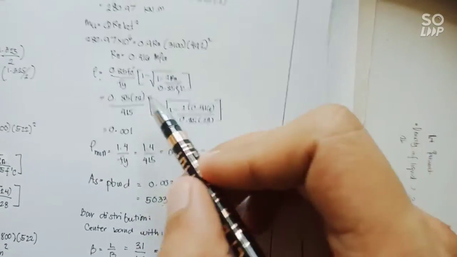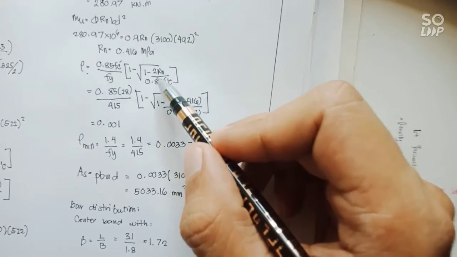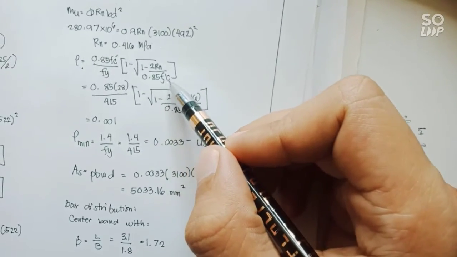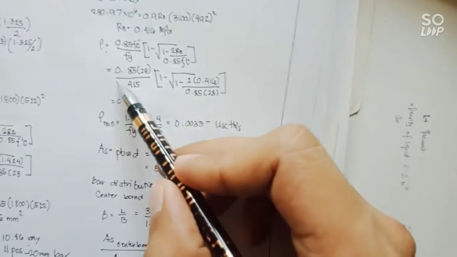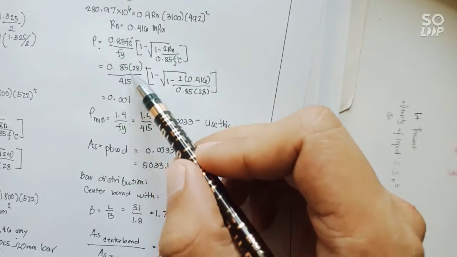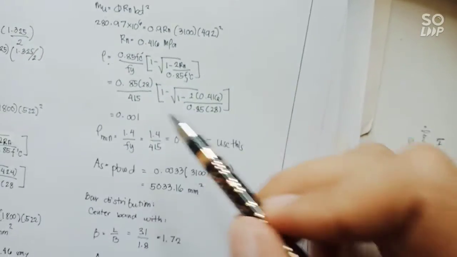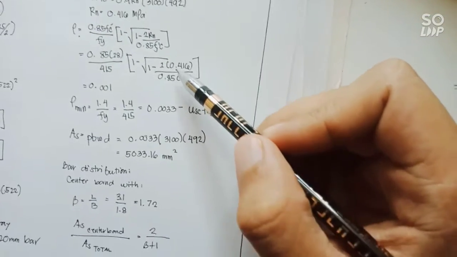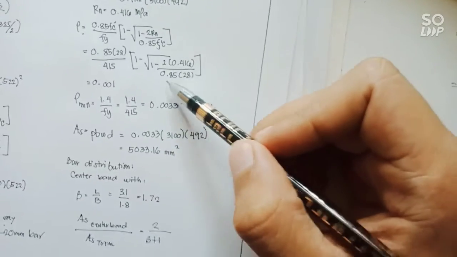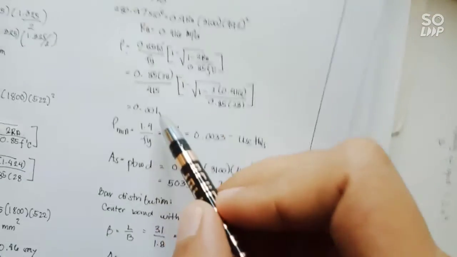And we proceed in finding the rho, which has the formula of 0.85 fc prime over fy times 1 minus the square root of 1 minus 2 Rn over 0.85 fc prime. So substitute the fc and the Rn. We have 0.85 times the fc prime of 28 over the fy, which is 415, times 1 minus the square root of 1 minus 2 times the Rn, which is 0.416, over 0.85 times 28, which is the fc prime. So our rho is 0.001.